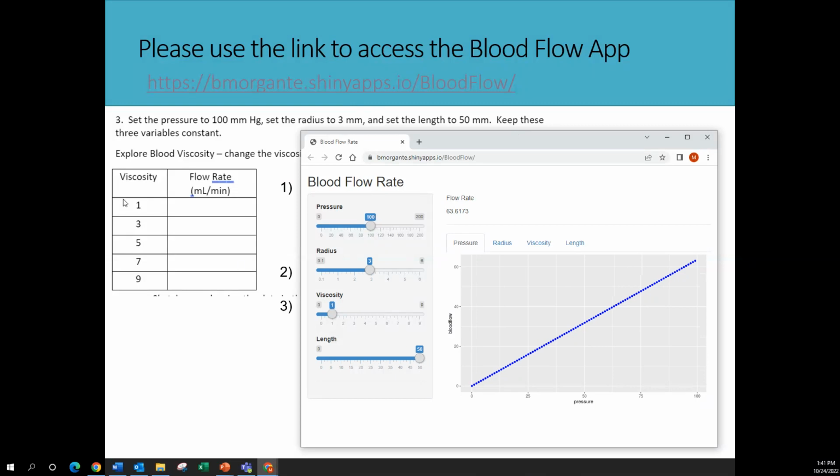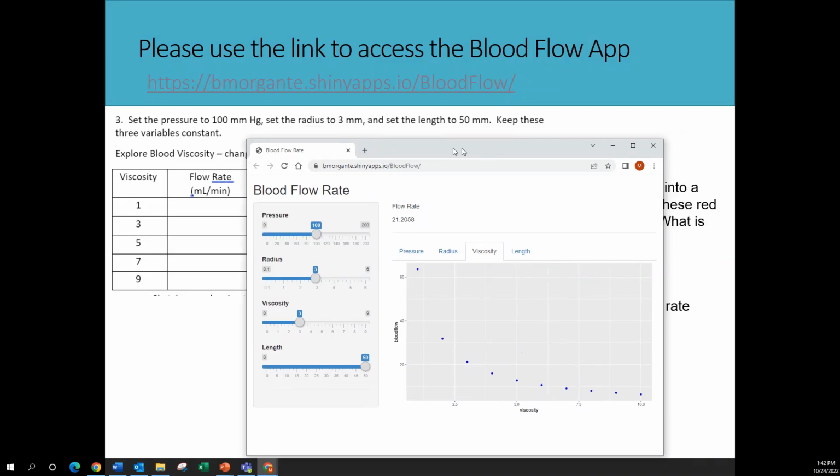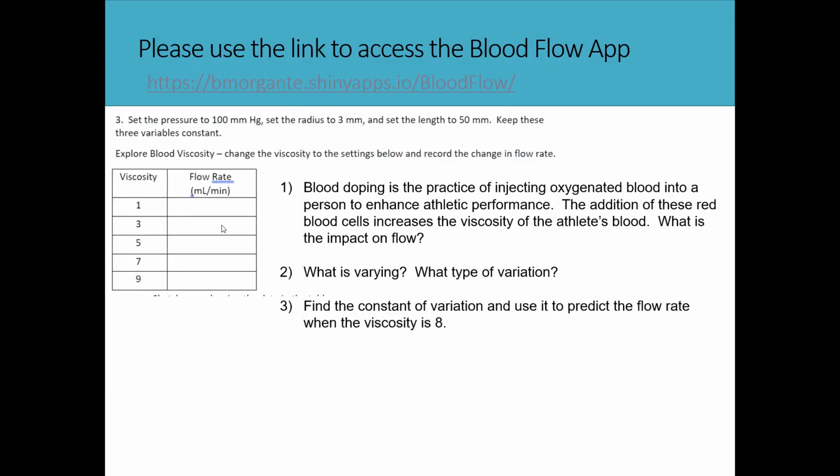There we go. And we're looking at viscosity, so I'm going to change my graph to viscosity. And I see this downhill pattern in the graph. And then we're to record the flow rate for the different viscosities. So this first one is 63.6173, and then I would change my viscosity up to 3. There we go. And I see I get 21.2058, and I would continue. So I'm just going to write in those values.